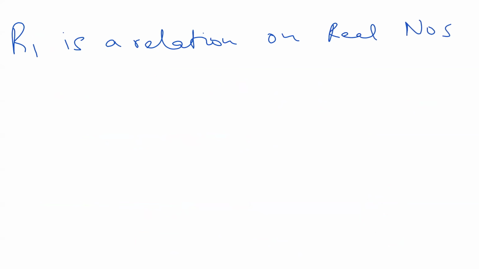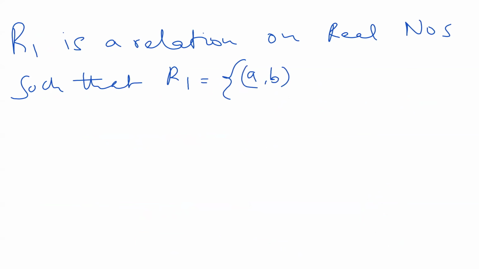Next, R1 is a relation on real numbers such that R1 has A comma B where A is less than or equal to B.